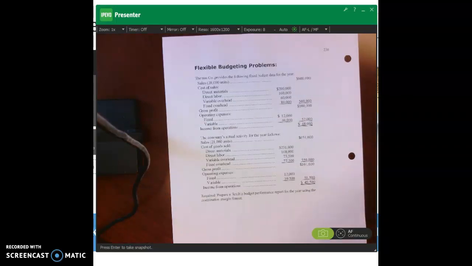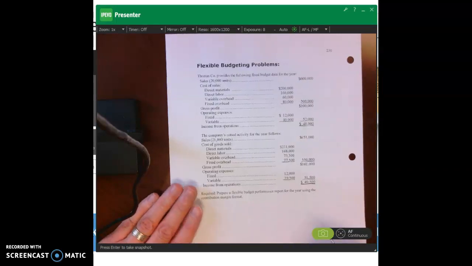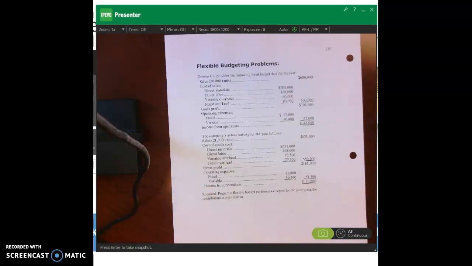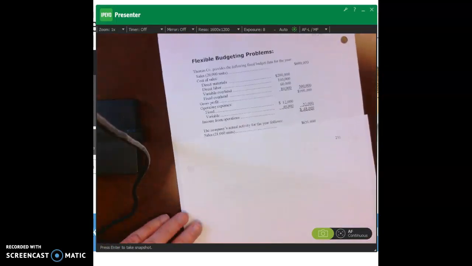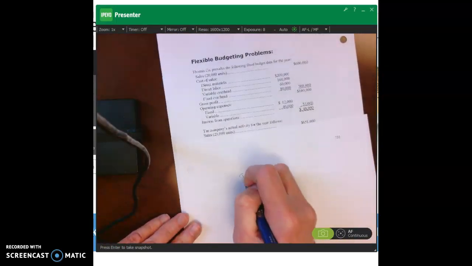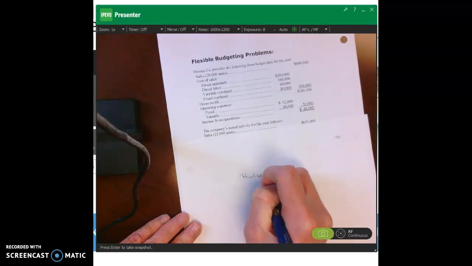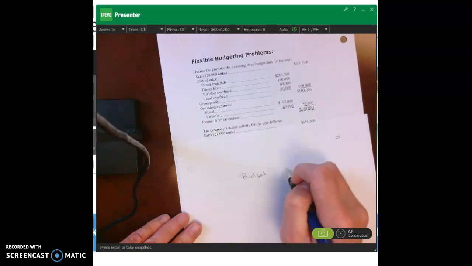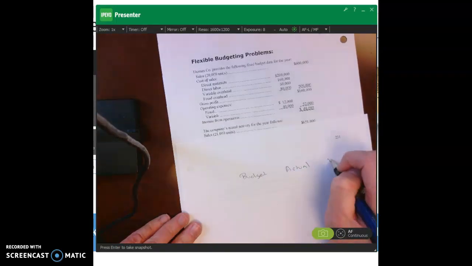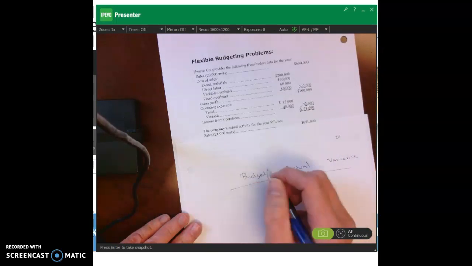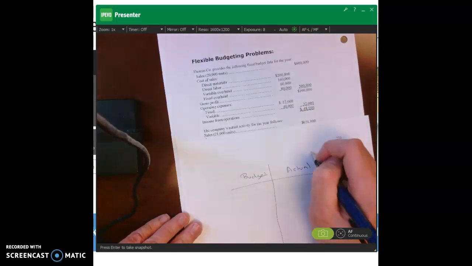Okay? So what I'm going to do is come over here, and I think we have an extra page right here. I'm going to do this on another page. The way I'm going to solve this is I'm going to prepare my income statement. So I have budget, then I have actual, then I have my variance. Right? Like this. So I'm just going to go down like this.